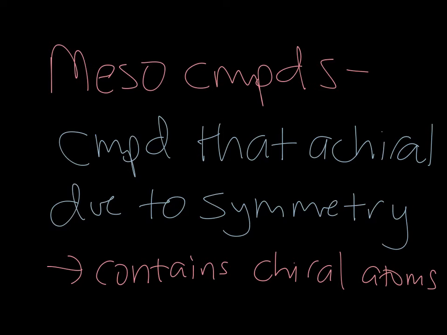it is achiral. So if we put it in a polarimeter, it would not rotate plane polarized light. We're going to take a look on the next slide at how that happens and what that looks like. So let's take, for example, this molecule here.